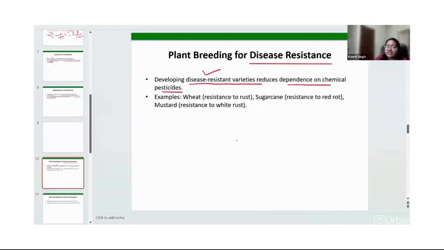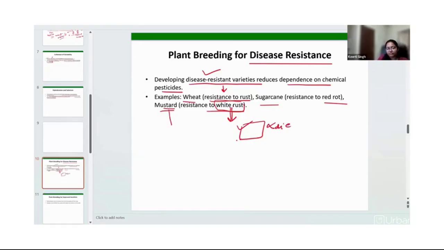So various disease resistant varieties have been developed. For example, wheat plant which is resistant to rust has been developed. Sugarcane, the variety which is resistant to red rot. Mustard plant resistant to white rust. So earlier what happens when these plants, for example, the mustard plant, if infected with white rust, whole area of the mustard plant or all the plants in that region will die.